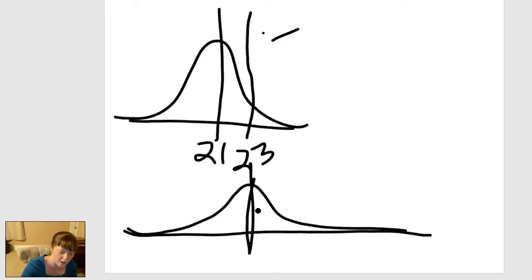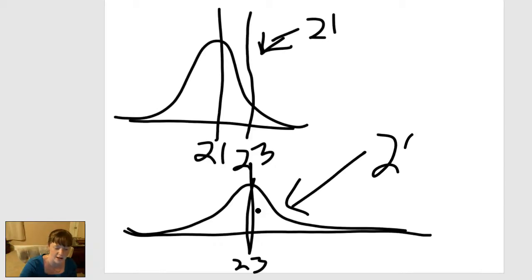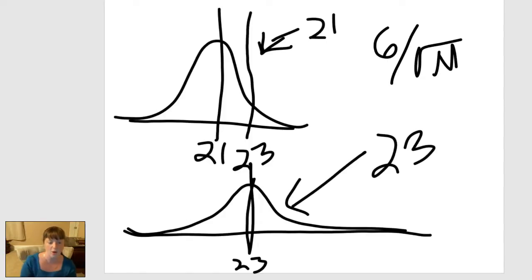This one is centered on 21 because it's the null hypothesis. This one is centered on 23 because it's the alternative hypothesis sampling distribution. But when you lay these, and they both have the same amount of standard error, because standard error is still going to be 6 over the square root of n. They're both normally distributed, right? They both are going to be based on samples with 9 people in them.